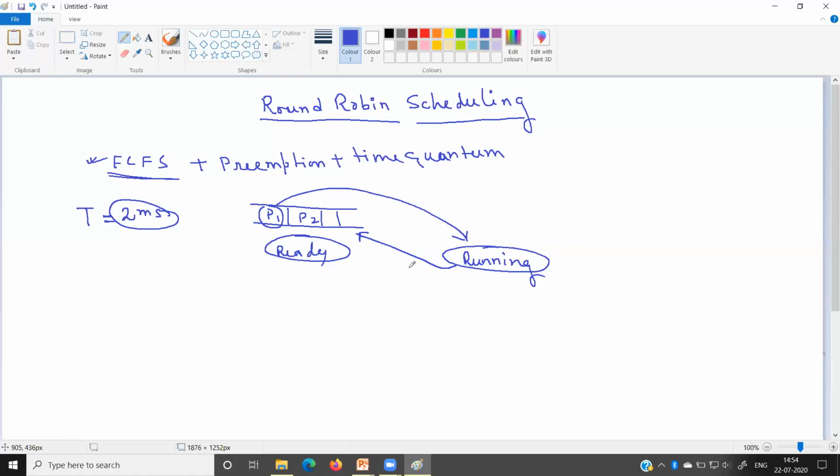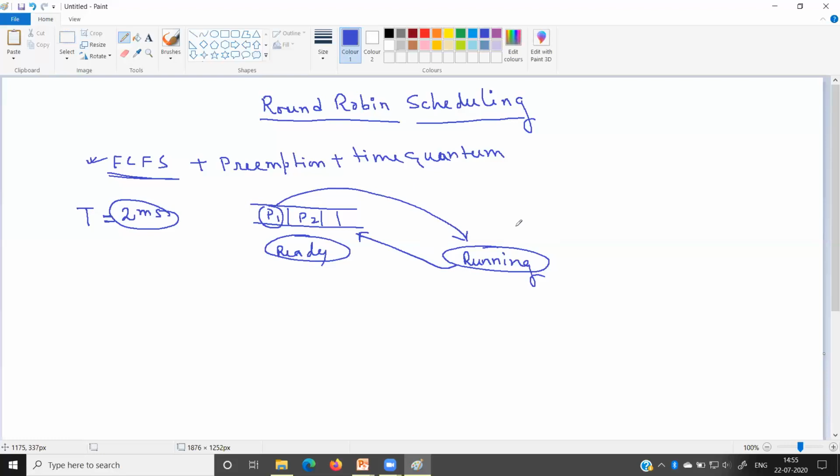So what we can see over here, based on some value of the time quantum, all the processes which are present inside the ready queue will get a chance for a specific time duration for the execution. That means when the process is assigned to the CPU for the execution, it will execute for a specific time duration, and after that time duration, it will again come back and be stored inside the ready queue.